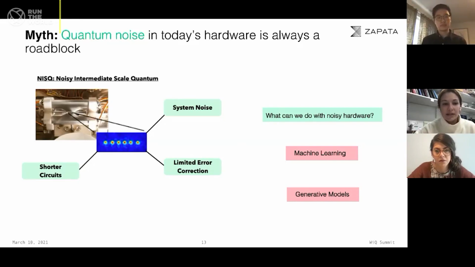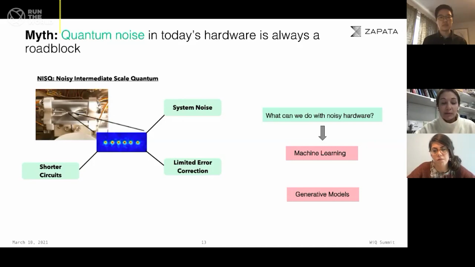With these noisy devices, we need to take into account that we might need shorter depth circuits and we have limited error correction. And like Hannah was talking about, parametrized quantum circuits could be very important for algorithms that we can actually run on today's hardware. This has led a lot of scientists to ask the question: what can we do with noisy hardware? Machine learning is a huge application. It's why we're here today talking about quantum machine learning. It's a huge application for what we can do with these quantum computers today.